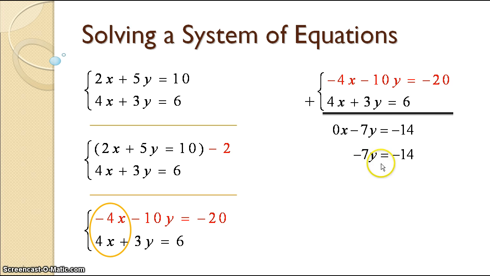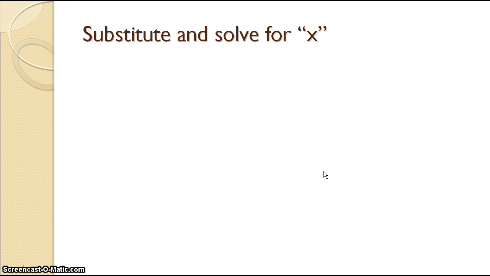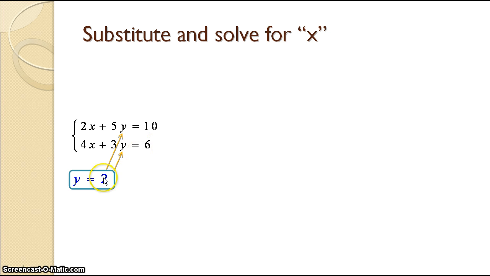It's all in terms of y, and I can solve that for y by dividing both sides by -7. So in this case, the solution for y is 2. There is half of my solution to the system. The other half, I'm going to take that 2 and substitute in for y to solve for x. So I can take the y equals 2 and put it into either equation to determine my x value. So I will show you both ways.